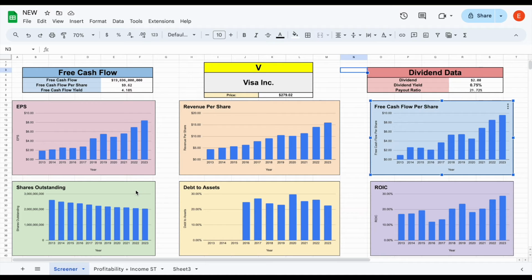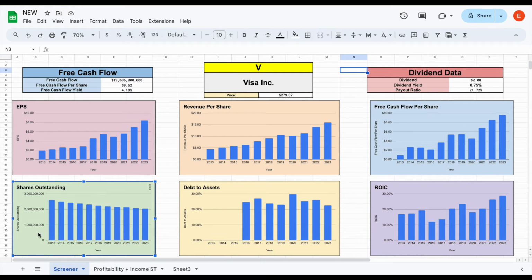Now, the 3 metrics down here are a little bit different. It's not something I talk about quite as much on the channel, but they're actually extremely important. Let's start with shares outstanding. Now, most of these charts, obviously, we want to see growth in, but shares outstanding is a little bit different. We actually want to see shares outstanding declining over time.